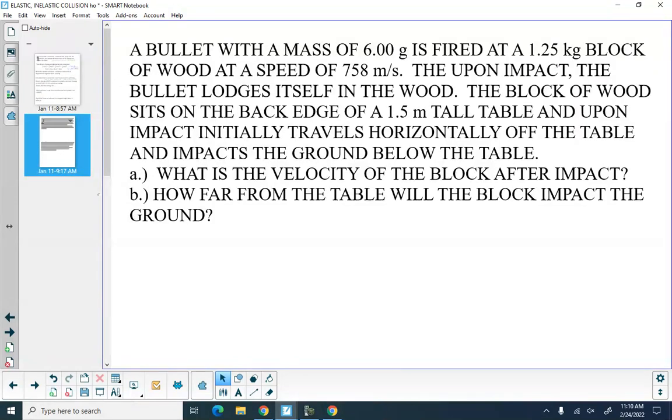A bullet of mass 6 grams is fired into a 1.25 kilogram block of wood at a speed of 758 meters per second. Upon impact, the bullet lodges itself in the wood. The block of wood sits on the back edge of a 1.5 meter tall table. Upon impact, it initially travels horizontally off the table and impacts the ground below. What's the velocity of the block after impact? How far from the table will the block impact the ground?